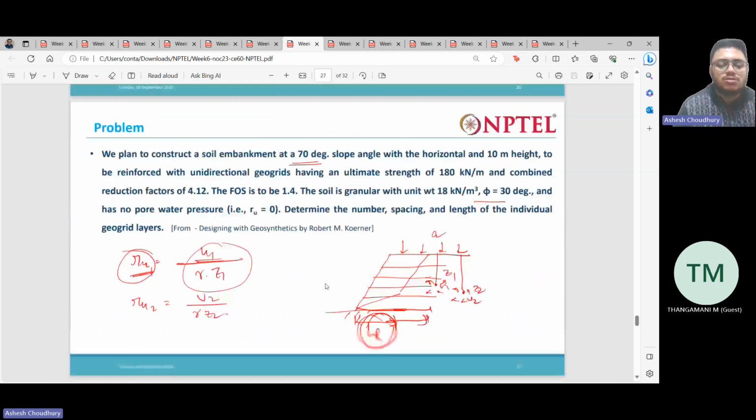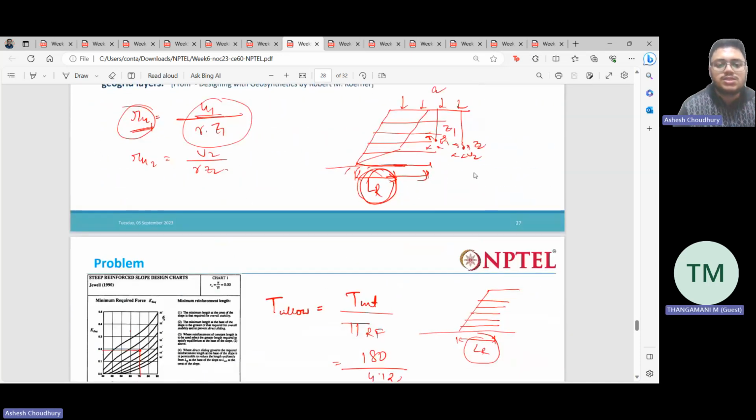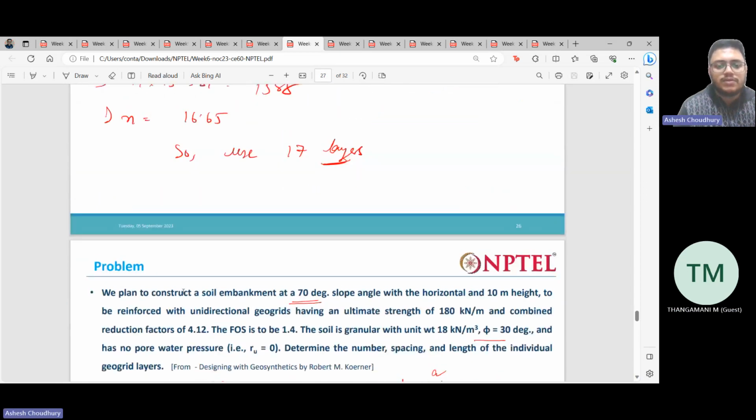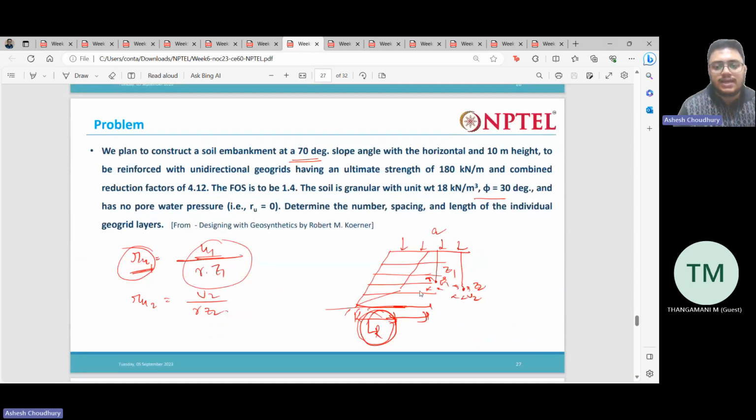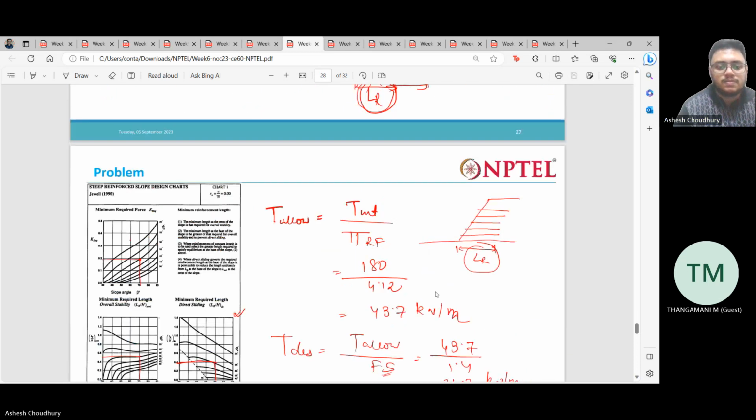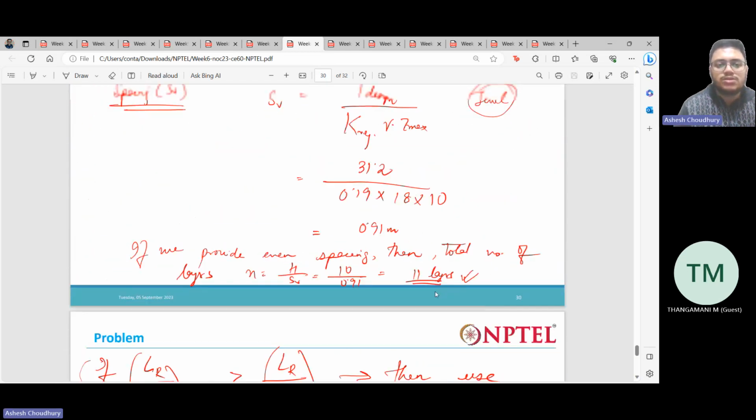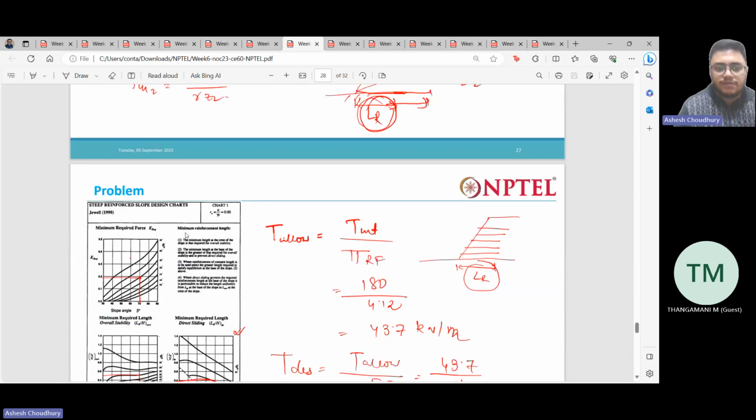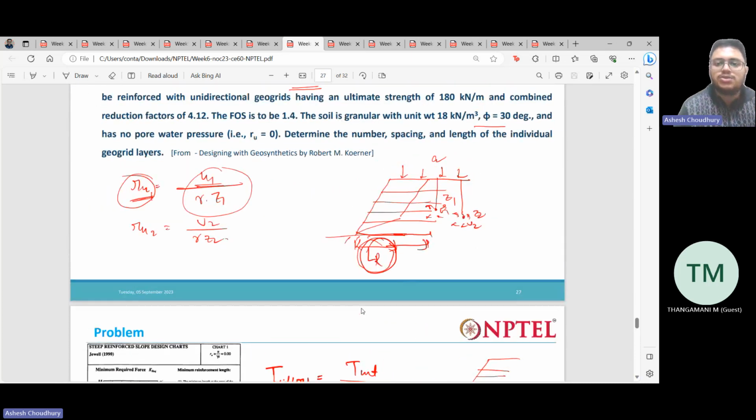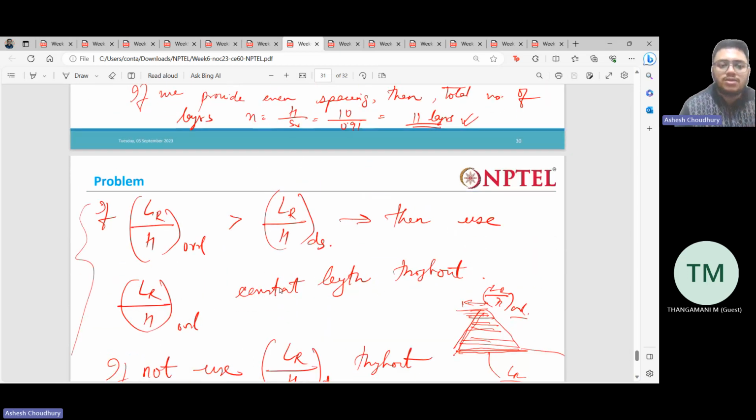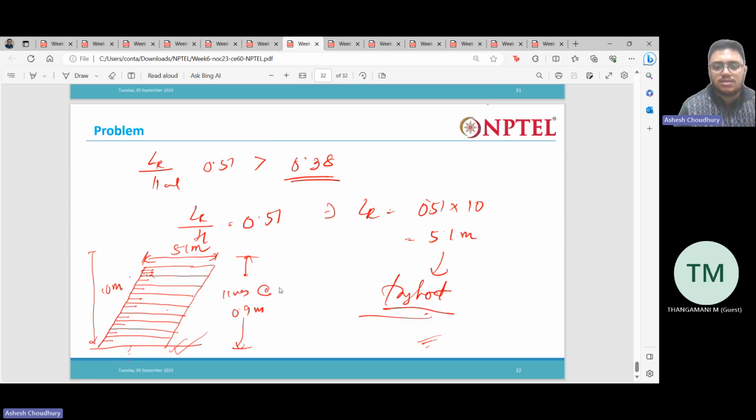Then we also solved some problems where we use Jewell's method to determine the factor of safety, and also decide the length of reinforcement. Jewell's method directly gives the length of reinforcement, so that ensures that the factor of safety will be, say, 1.4. This will ensure that the design is safe.